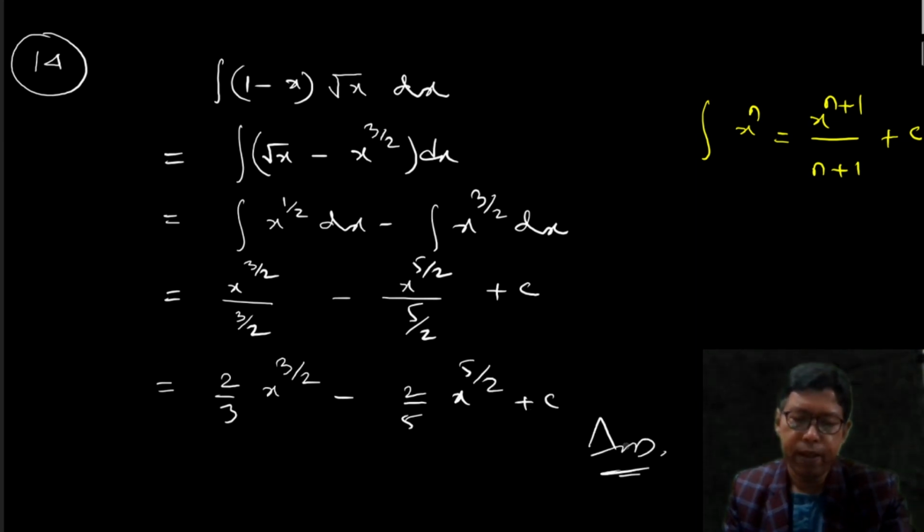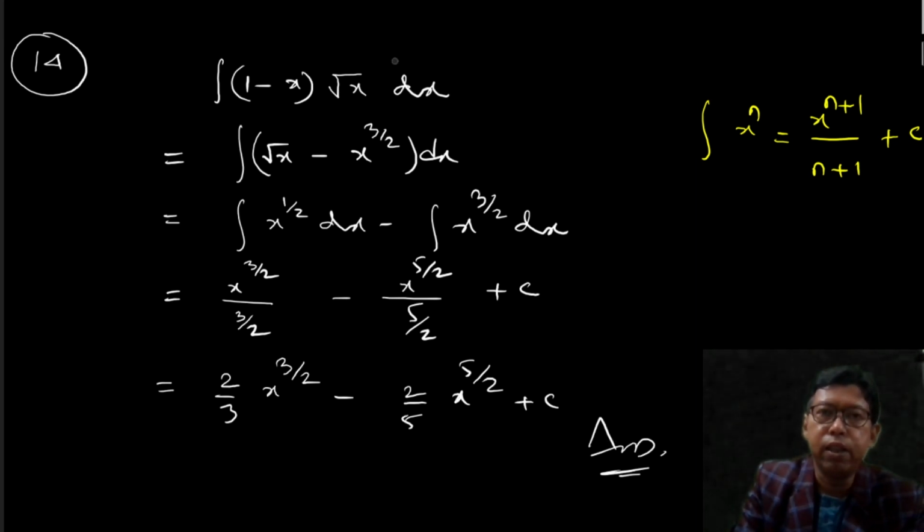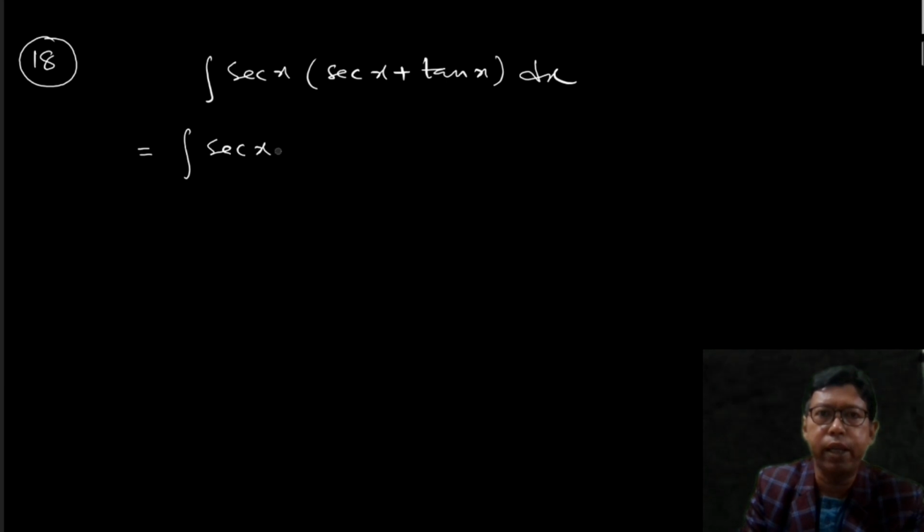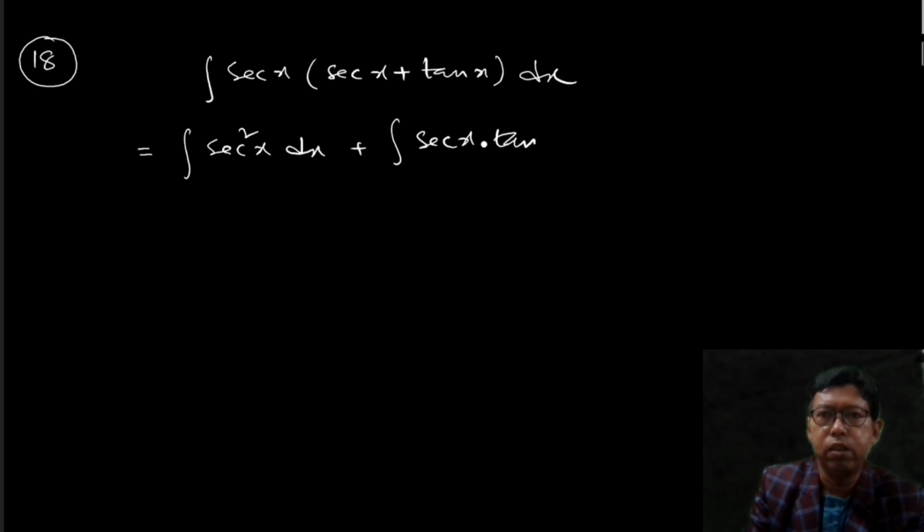Another important question, I think it is question number 18. It came in the previous years. Question number 18. This is the integration of sec x into sec x plus tan x, dx. Very simple. Again, you follow the distributive property: integration of sec square x dx plus integration of sec x into tan x dx.